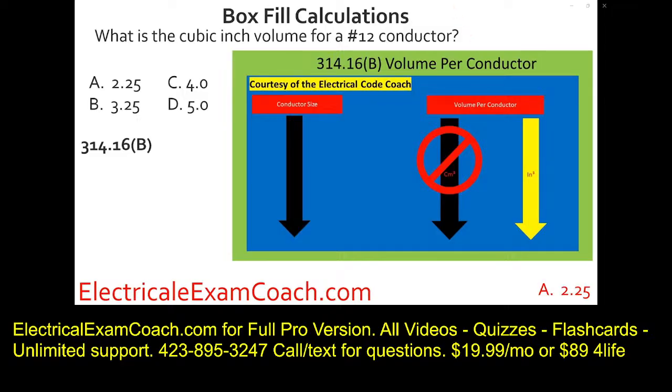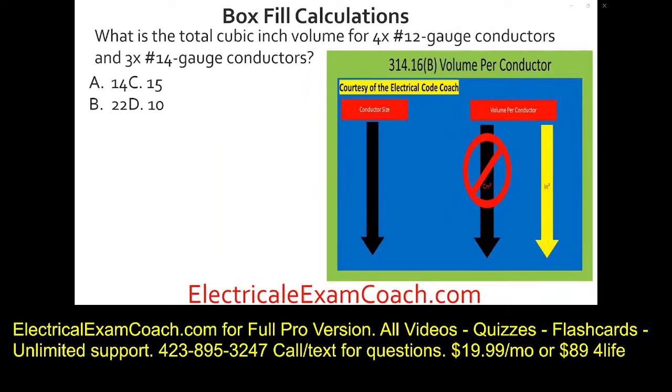Let's get to it. What is the total cubic inch volume you would calculate for 4 12-gauge conductors and 3 14-gauge conductors? First thing we're going to do is head to our table. Now we have to do some simple math. Let's grab all of our 12-gauge conductors first. We have 4 of them. Multiply it by 2.25. That equals 9 cubic inches.